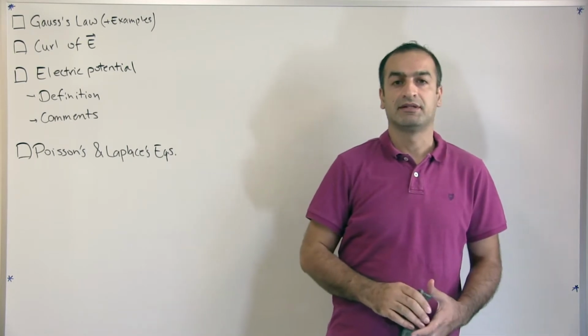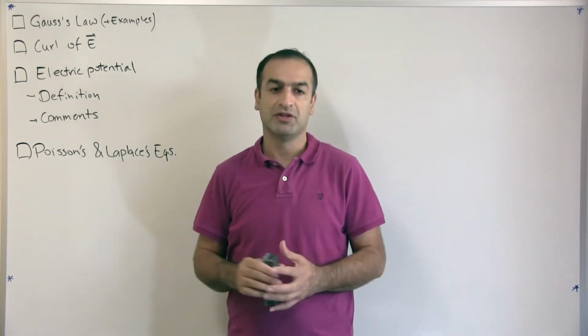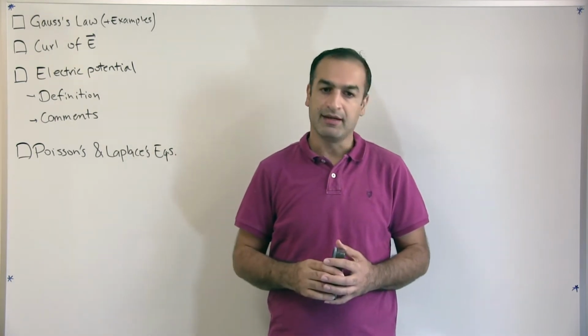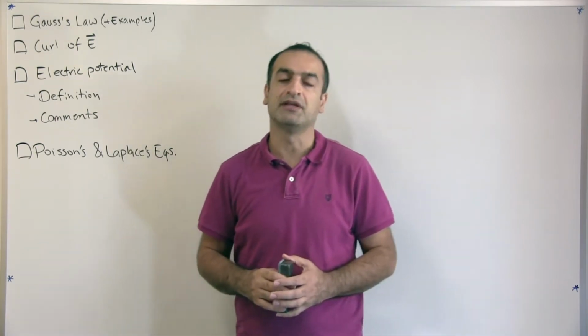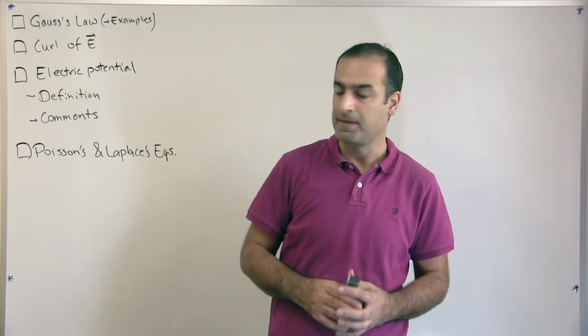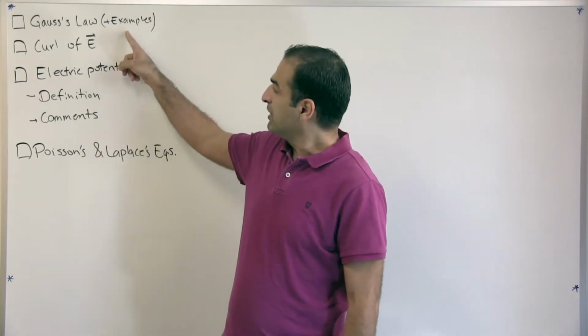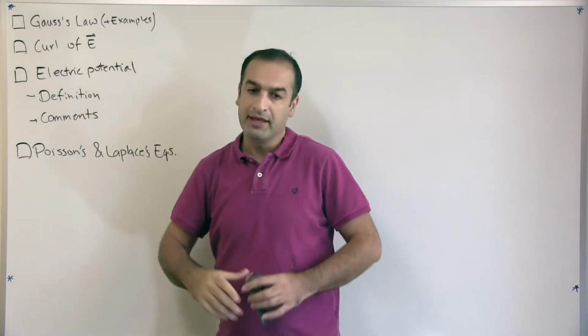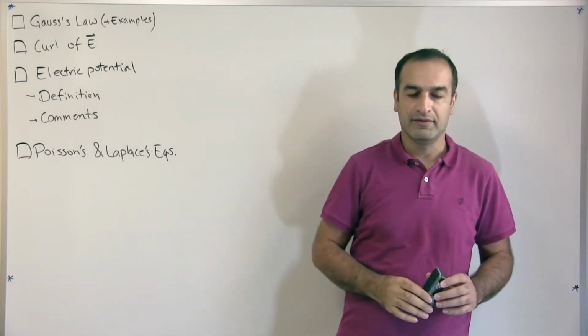And these examples are concerned with the special situation that we have very, very nice symmetry in the system. And that allows us to use the integral form of the Gauss law. Okay. So we're going to complete these couple of examples, 2 or 3 examples. And then I'm going to look at the curl of the electric field.